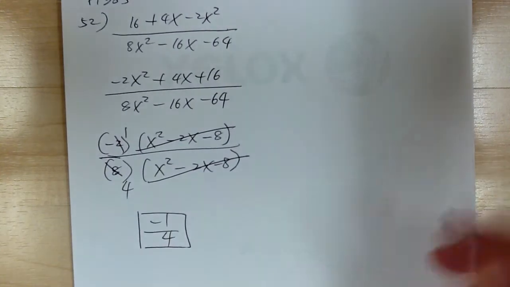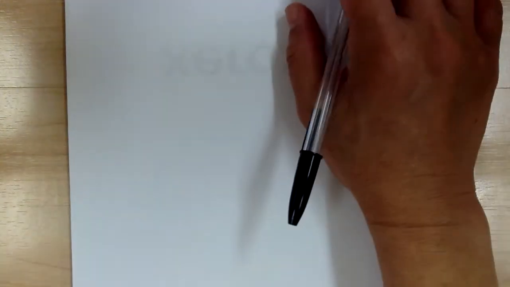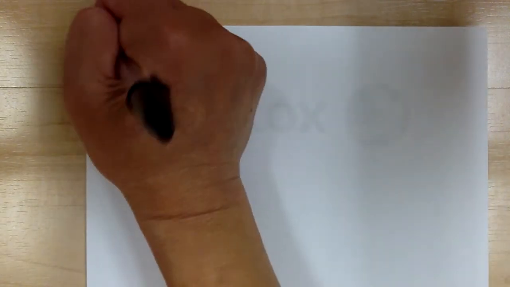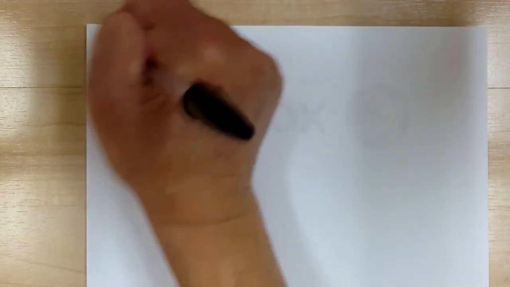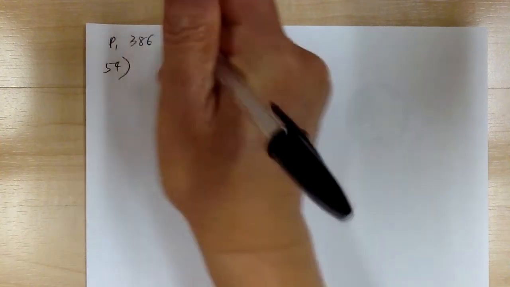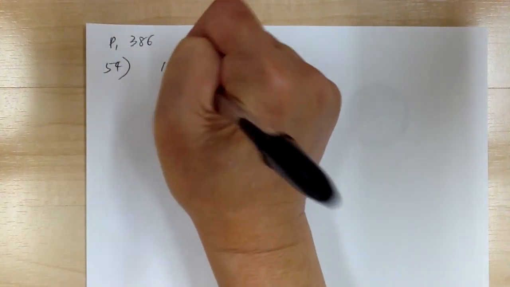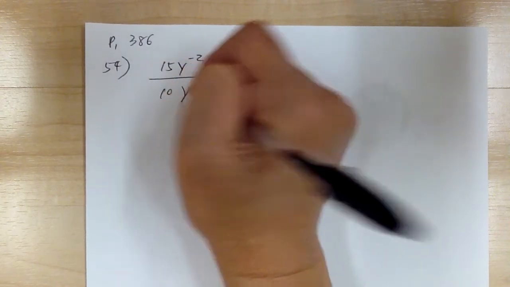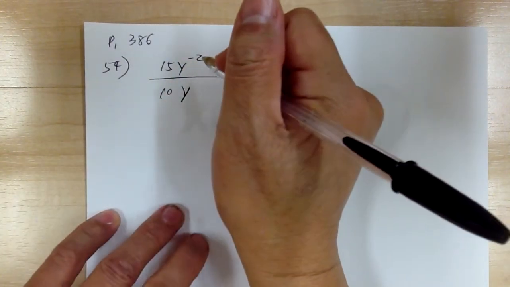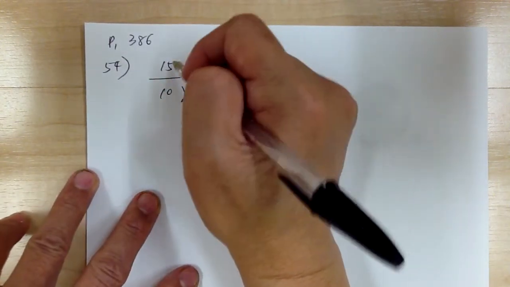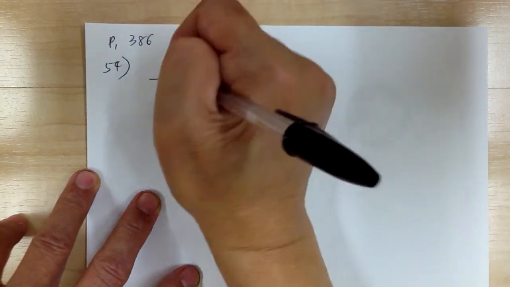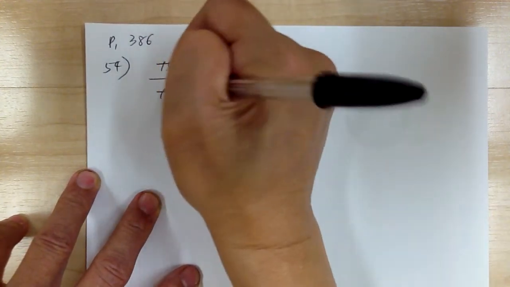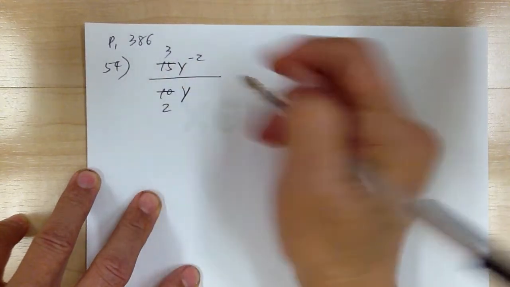Okay, so this is a different type of problem now. So this one you want to simplify the expression. Okay, you have 15y to the negative 2 power over 10y. So what you want to do first is see if you can cancel the number, again, go and reduce the number. So take care of the number, okay? Then you go down the alphabet.